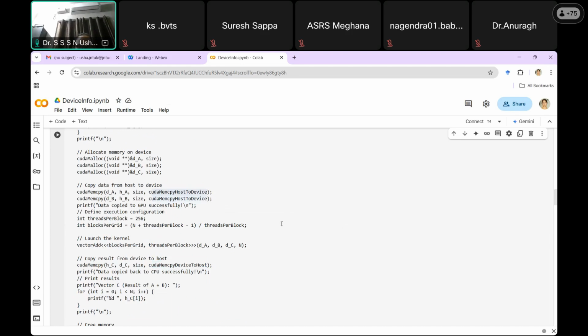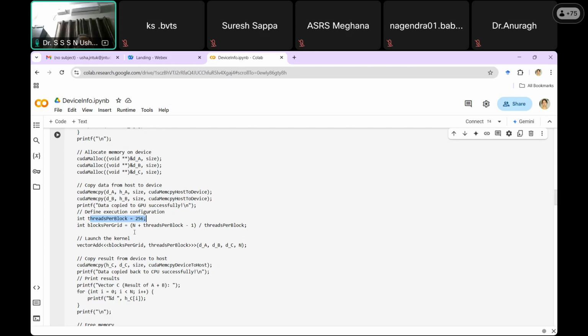Okay. So define the execution configuration. Threads per block is 256. That means within a block we have 256 threads per block.